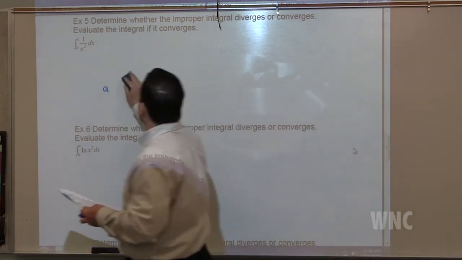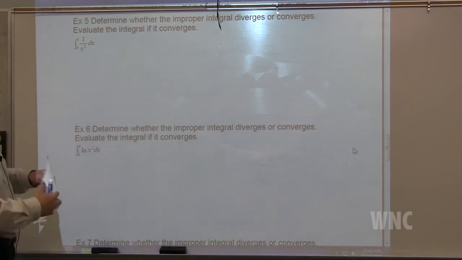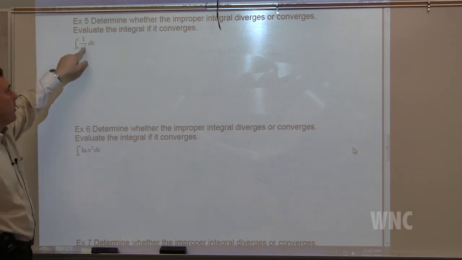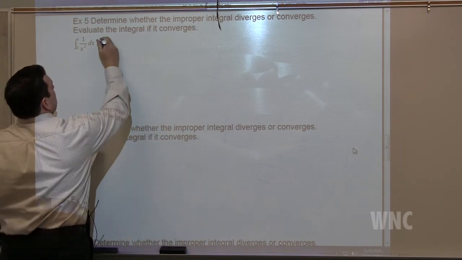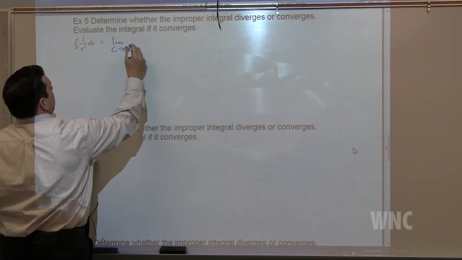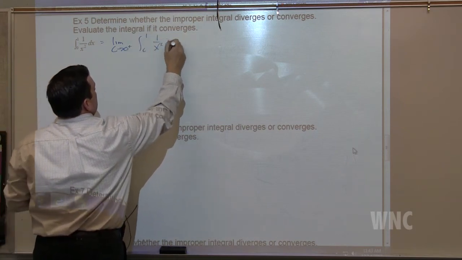Okay, so evaluate the limit, or determine whether the improper integral diverges or converges. Now it's 1 over x squared, and we have a 0 down here. So 0 in the denominator is going to be a problem, so we'll do that as our limit. So limit as c approaches 0 from the right side, integral from c to 1 of 1 over x squared dx.